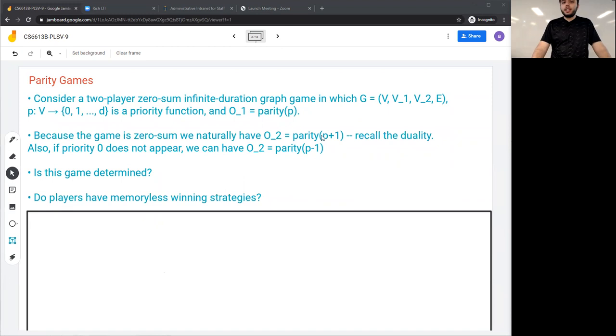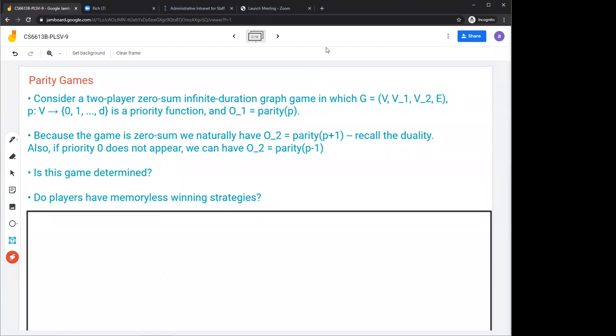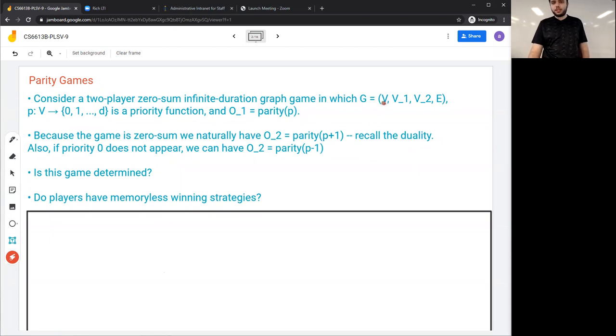So we've already seen reachability and safety games and also Büchi games and their duals, which are co-Büchi objectives. And now we're going to talk about parity games in this session. Our setting is a two-player zero-sum infinite duration graph game, which consists of a set of vertices V. V1 is the vertices that belong to player one, and V2 are the vertices that belong to player two. We also have a priority function, which assigns one of d plus one possible values between 0 and d to each one of our vertices. We are assuming that the objective of player one is the parity objective with respect to this priority function. So what he wants to do is to make sure that the smallest priority that is seen infinitely many times is even. And because we always assume that our games are zero sum, we know that the objective of player two is parity of P plus one. This was because parity was the dual of itself.